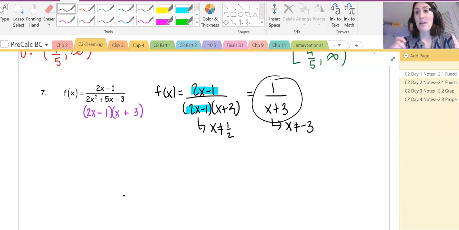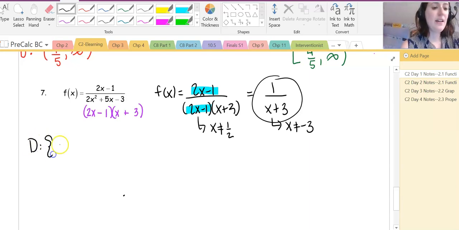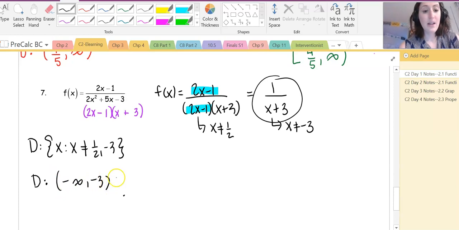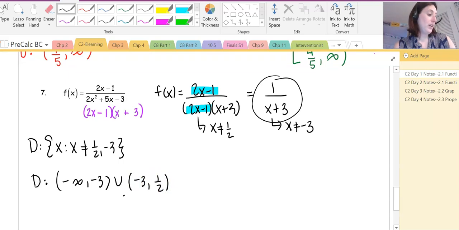So let's go ahead and write our domain for both interval and set notation. So set, which is probably what I would use for this, I would say x such that x is not equal to 1/2, negative 3. And I don't care what order you put those in, it doesn't matter to me. If you were doing interval notation, we would say, all right, well, x can be anything from negative infinity to negative 3, right? But it can also be everything, so that's my union, between negative 3 and 1/2. But it can't be either of those. And then also anything between 1/2 and infinity. Okay? So, all right, there you go.